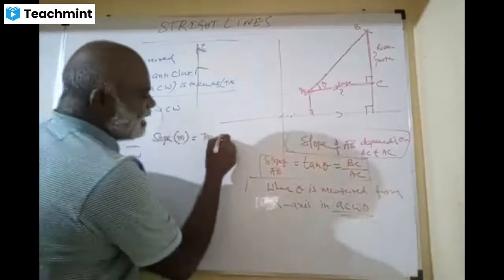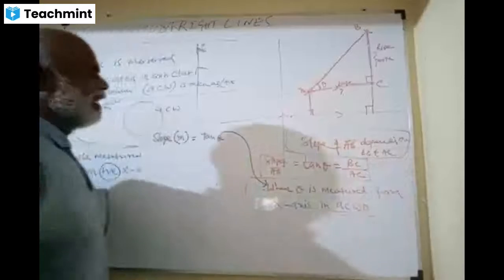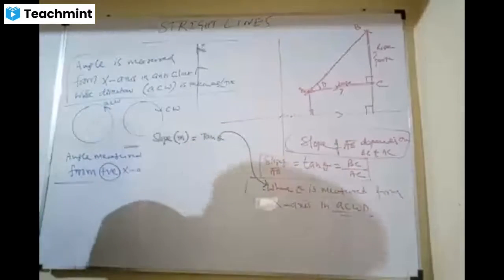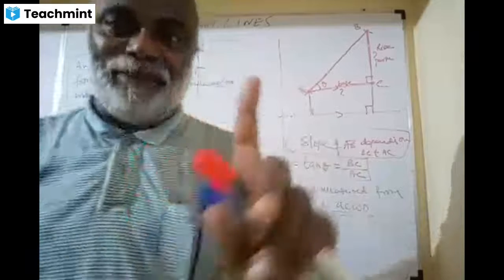Tan theta. Theta is measured from the x-axis in the anti-clockwise direction like this. Generally, theta is measured in radians.